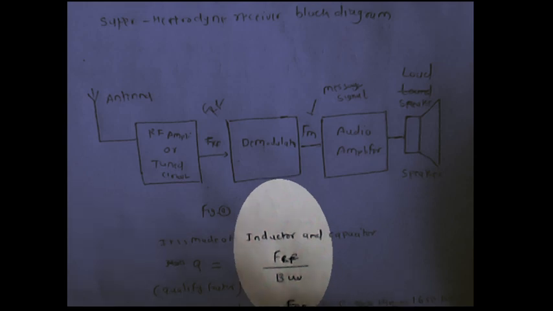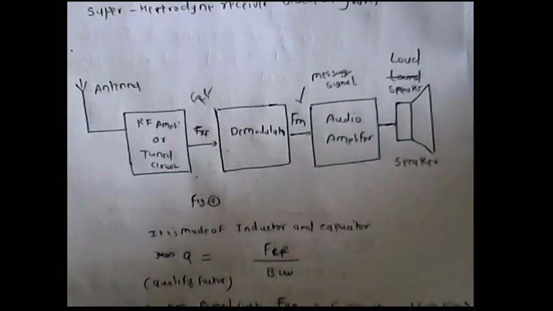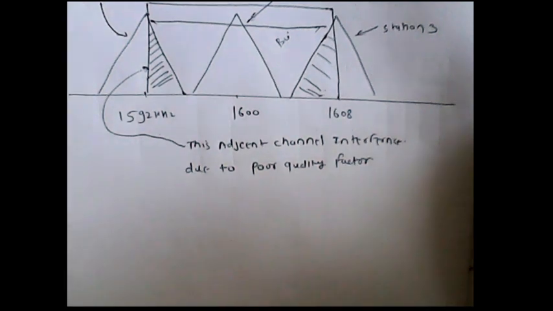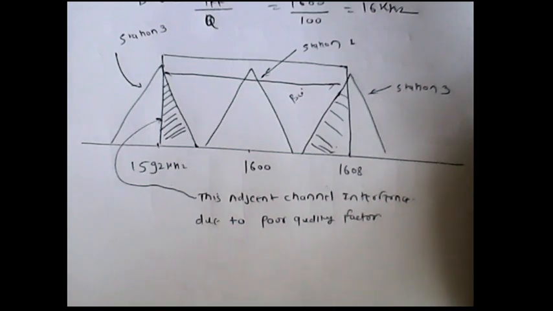So in this lecture we discussed the tuned radio frequency receiver. We also discussed the problems that arise in the tuned radio frequency receiver when operating at a higher frequency and higher bandwidth. It will create adjacent channel interference due to the poor quality factor. So we can stop here. In the next lecture we discuss the super heterodyne radio receiver.